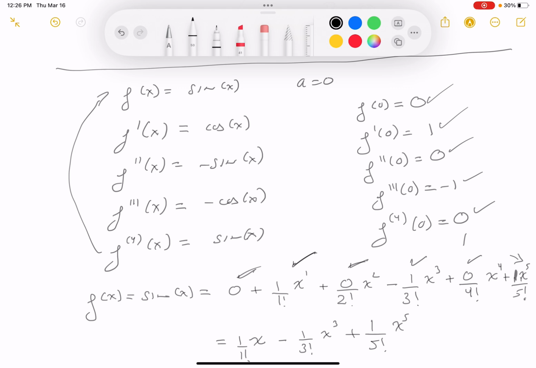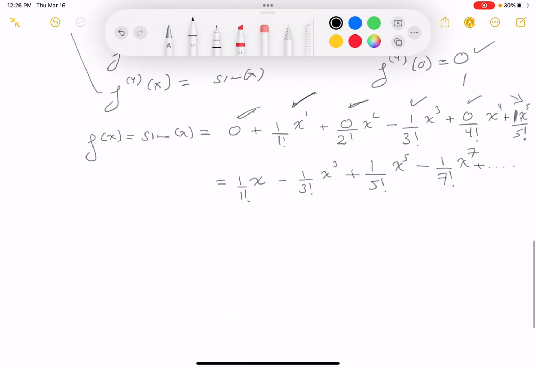Again, you can keep marching on if you want, but I start to realize it just keeps repeating itself over and over again. So what's the next one going to be? 1 over 7 factorial x to the 7. All right? And so on. I'm going to write down the sum now. What's the sum going to look like?